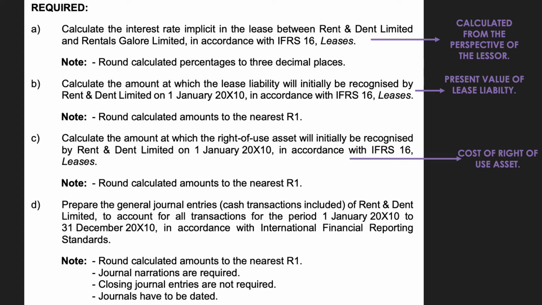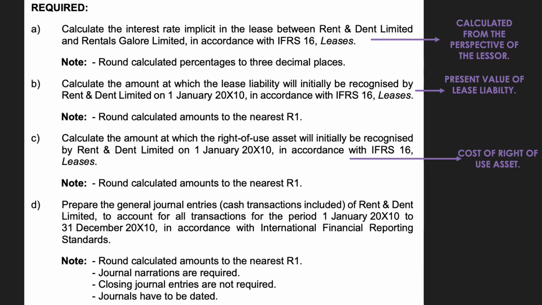Requirement C, calculate the amount at which the right of use asset will initially be recognized by Rent&Dent Limited on the 1st of January 2010 in accordance with IFRS 16 Leases. Note, round calculated amounts to the nearest rand. Right, so for the initial recognition of the right of use asset, they want the cost of the right of use asset.